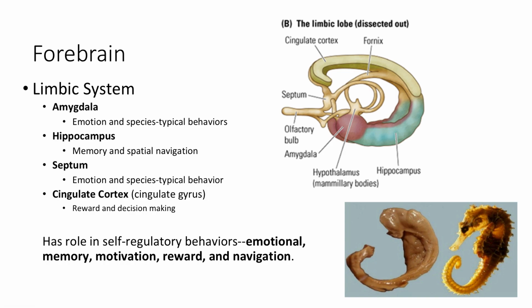So the limbic system has a role in self-regulatory behaviors such as emotion, memory, which includes navigation, motivation, reward. Oh, and I already said it, navigation.